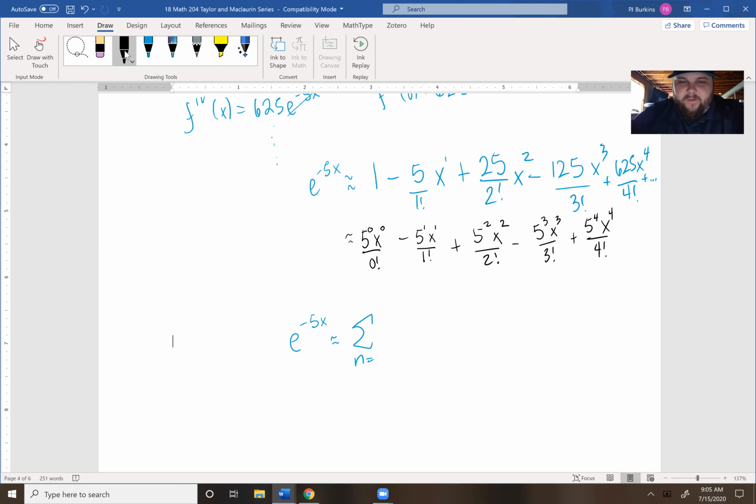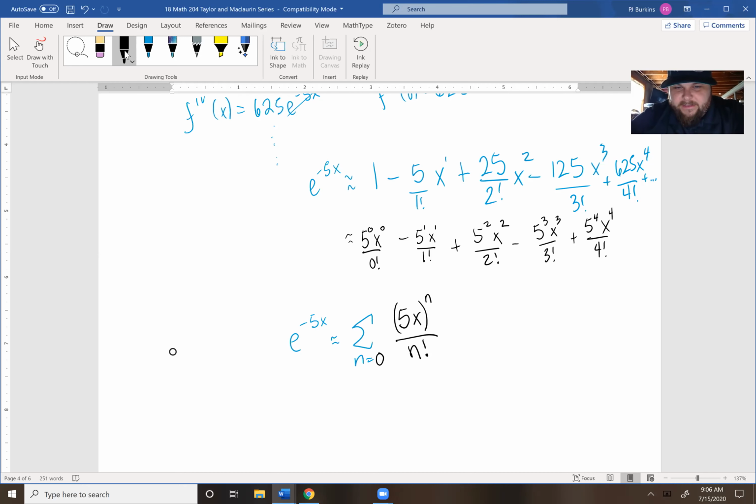So if I look at this, it looks like 5 times x to the power n, if n starts at 0, then it's divided by n factorial, and let's see, we're alternating as well, right?